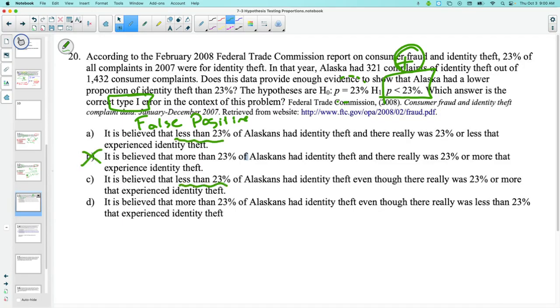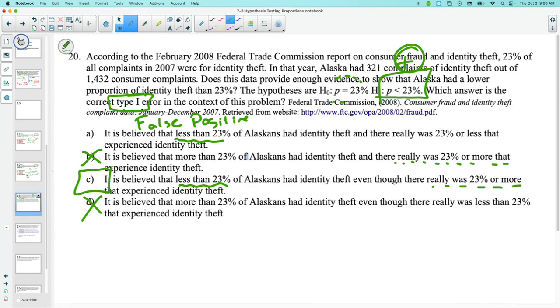So as I read through here, I would believe that it's less than, right? So I'm going to eliminate B and D, excuse me, because that's saying more than, right? I believe it's less than, that's my positive part. But in reality, there really was more than that, right? That's this one here. Yeah, so option C is a type 1 error. I think I'm right. I think my alternate hypothesis is correct. It turns out it was not. That is a type 1 error.